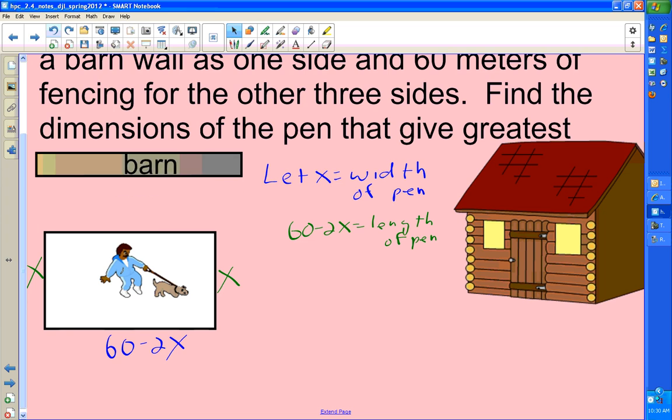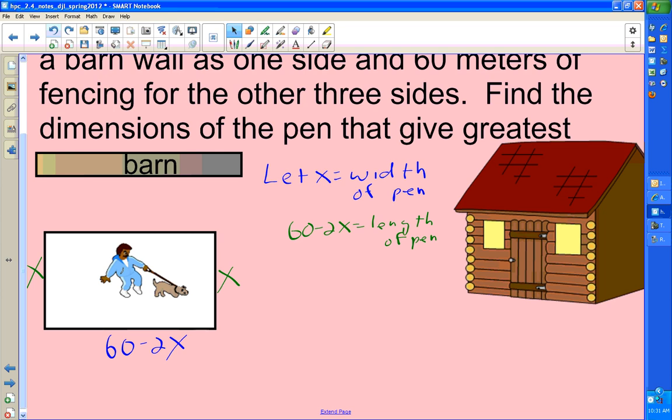If we didn't have a barn and we were going to be doing all 4 sides and x is the width, how long are the lengths going to be if you needed to do fence on both sides here? We don't, but if we did. 60 minus 2x. This is how much fence you have. The 2x is how much we used. And since we need to do 2 sides now evenly, we would take that and divide by 2 and get 30 minus x, or 60 minus 2x over 2.